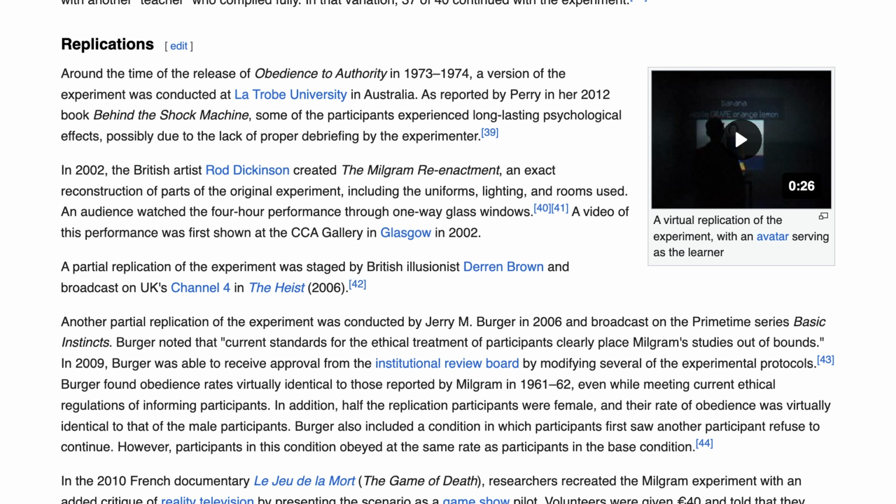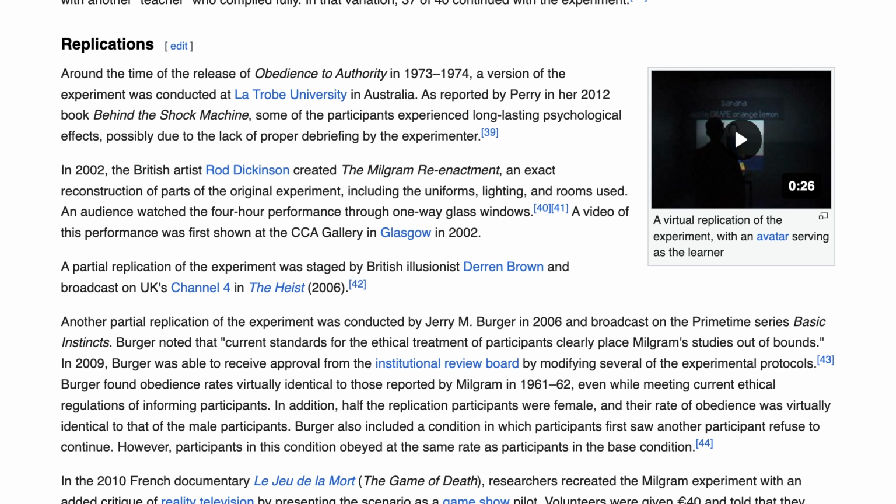A partial replication of the experiment was staged by British illusionist Derren Brown and broadcast on UK's Channel 4 in The Heist, 2006. Another partial replication of the experiment was conducted by Jerry M. Berger in 2006 and broadcast on the primetime series Basic Instincts. Berger noted that current standards for the ethical treatment of participants clearly place Milgram's studies out of bounds. In 2009, Berger was able to receive approval from the Institutional Review Board by modifying several of the experimental protocols.